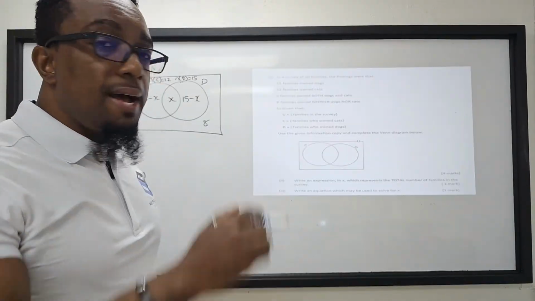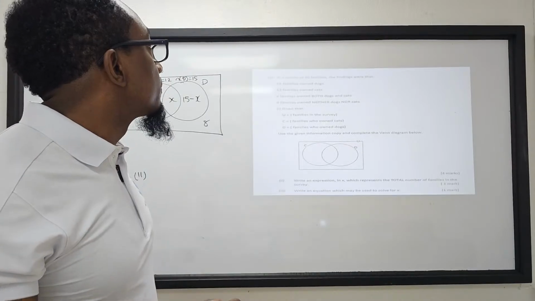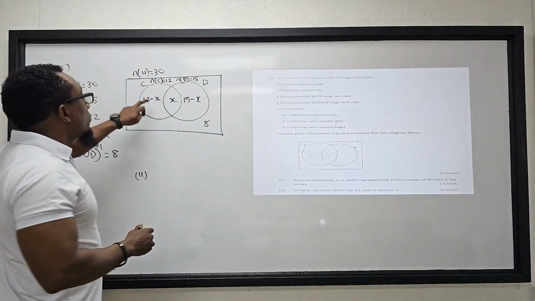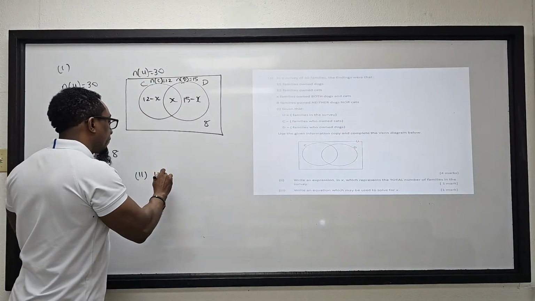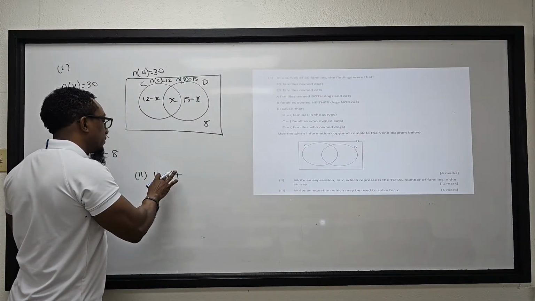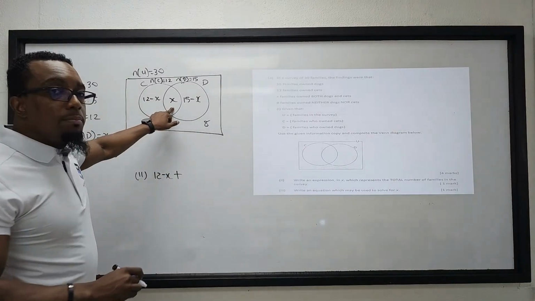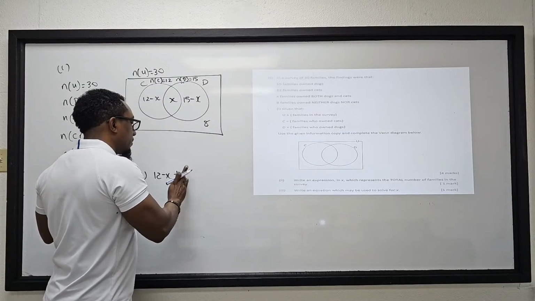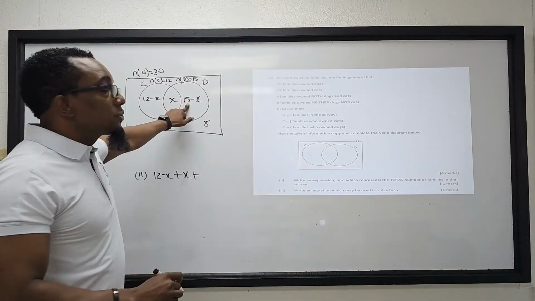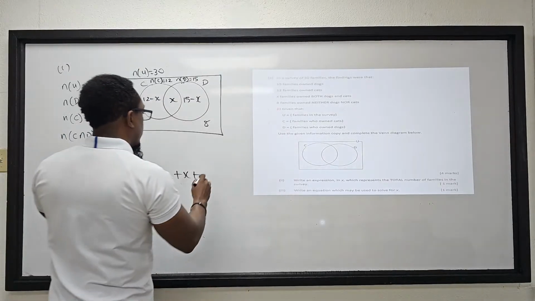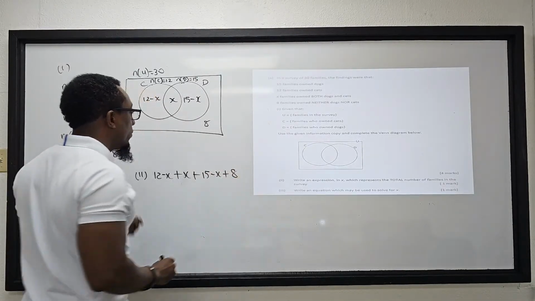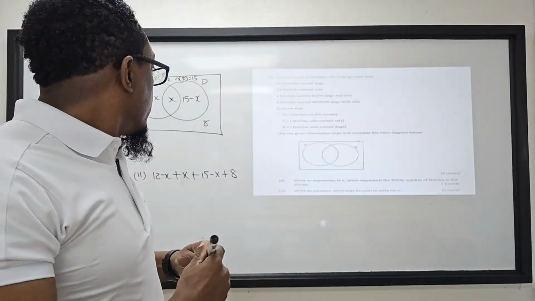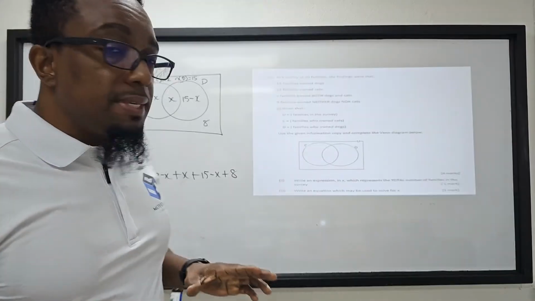We have all the families in the survey, 30 families. The 30 families comprise those who own cats only, plus those who own both dogs and cats, plus those who own dogs only, plus those who don't own any. So the 30 families they would have surveyed, note 12 minus X will represent those who own cats only.